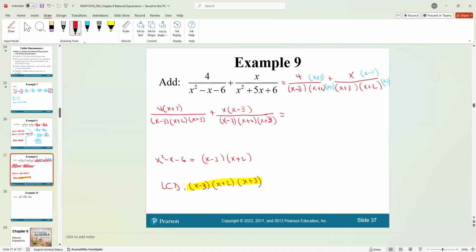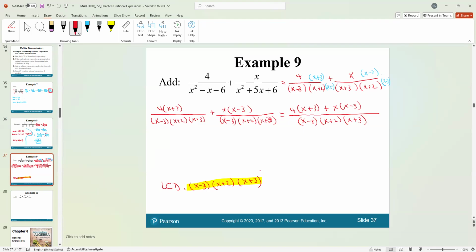Okay, now the denominators are the same. We can add the numerators. That means we have 4x plus 3 plus x times x minus 3 over everything, x minus 3 times x plus 2 times x plus 3. Let's make more space for that.